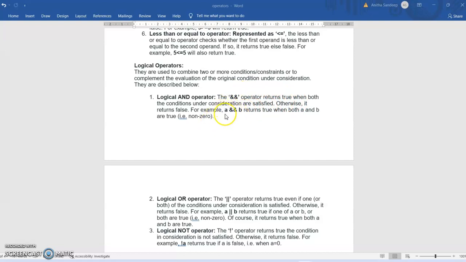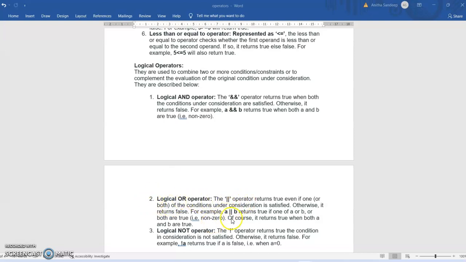If the left hand side expression is true, then only it goes for evaluating the right hand side expression. So if both the left hand side and right hand side expressions are true, then the combined result is true. Otherwise, it results false. The logical OR operator.